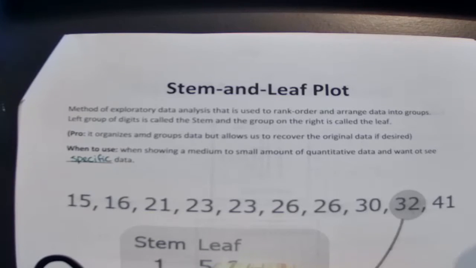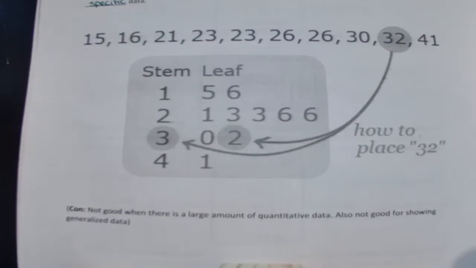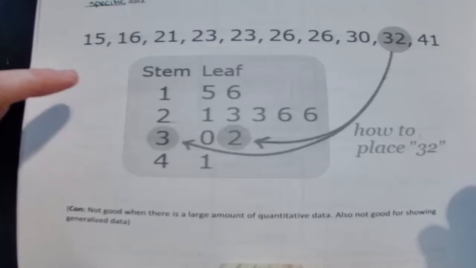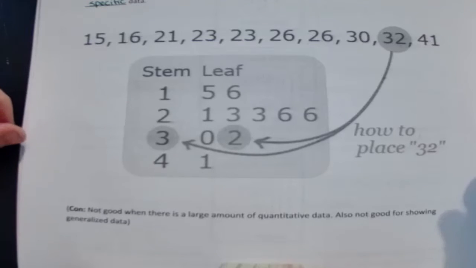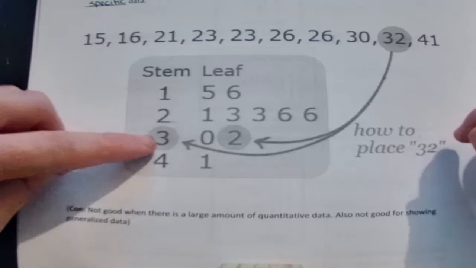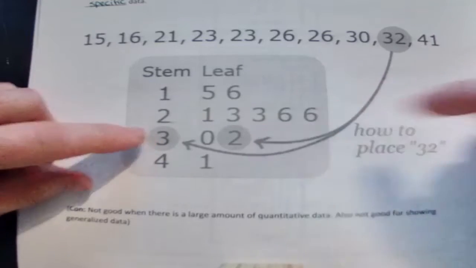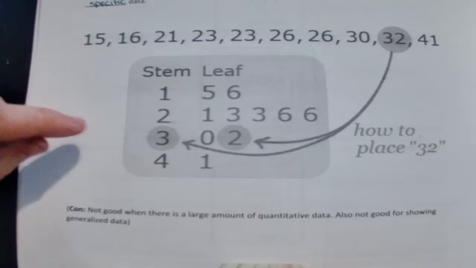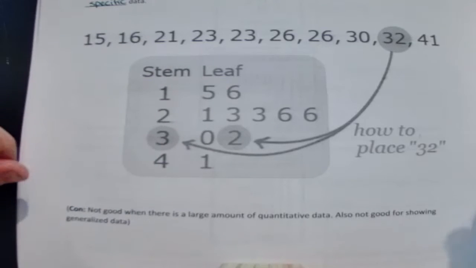When to use? You want to use it when you're showing a medium to small amount of quantitative data and want to see specific data. So just under what I just talked about, you have an actual example of a stem and leaf plot. So they tell you if you're trying to do 32, 3 would go in the stem, 2 would go in the leaf. So this makes it so you can see each of the different numbers.